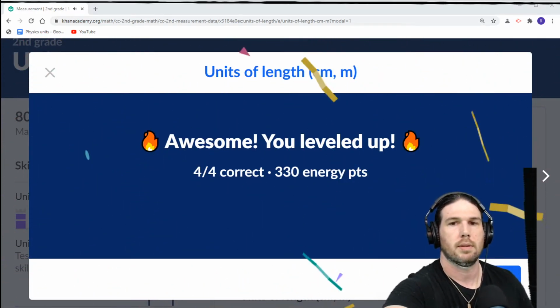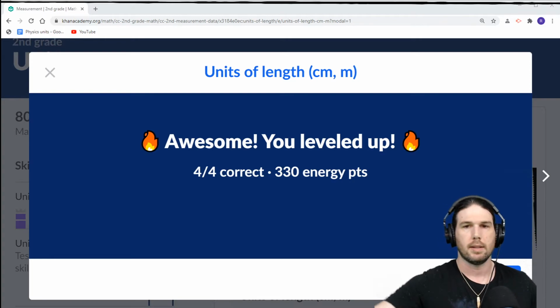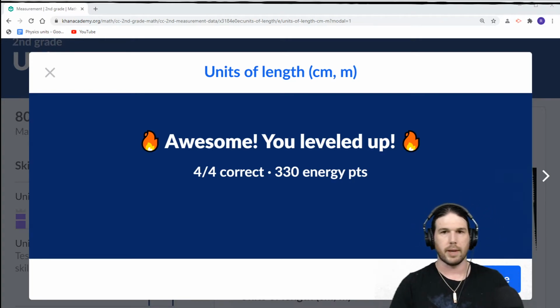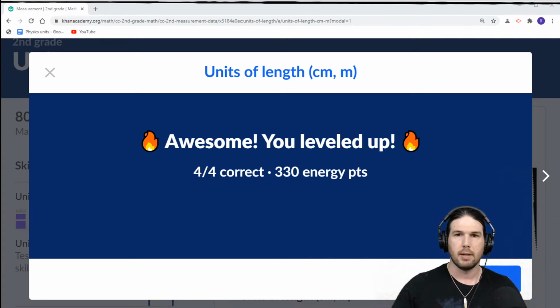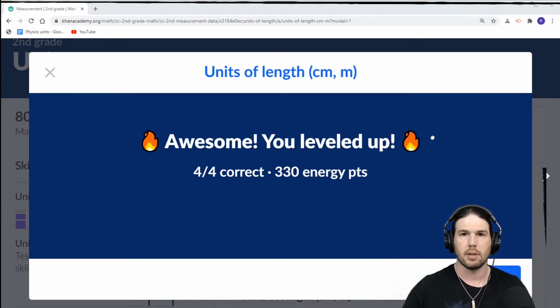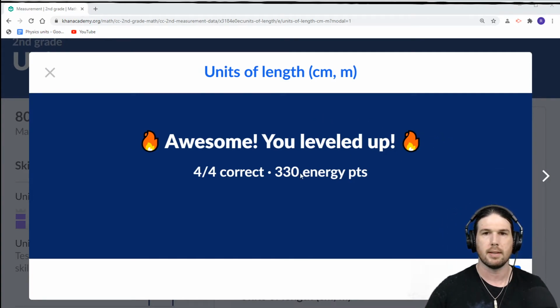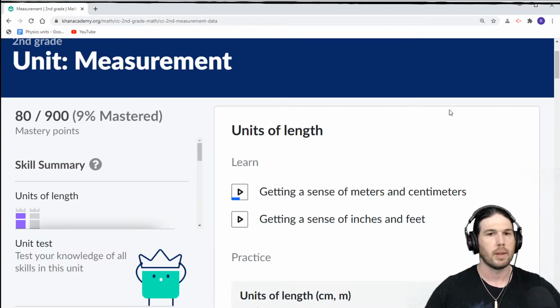Okay, now that I've done that, there we go. Okay, I'm in position. My background isn't showing too much. I'll move myself more to the side. There we go. Okay. Let's move on.